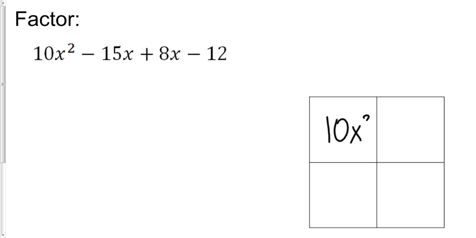The first one, the x squared term, always goes in the top left. The last one, what we call the constant term, the one without a variable, always goes in the bottom right. Always, every time. Has to work this way. Otherwise, you will not get a correct answer. The 2 in the middle, it doesn't really matter where they go. I'm going to put the 15x here in the top right and the 8x in the bottom left. But if you switched those two, it would be perfectly okay.